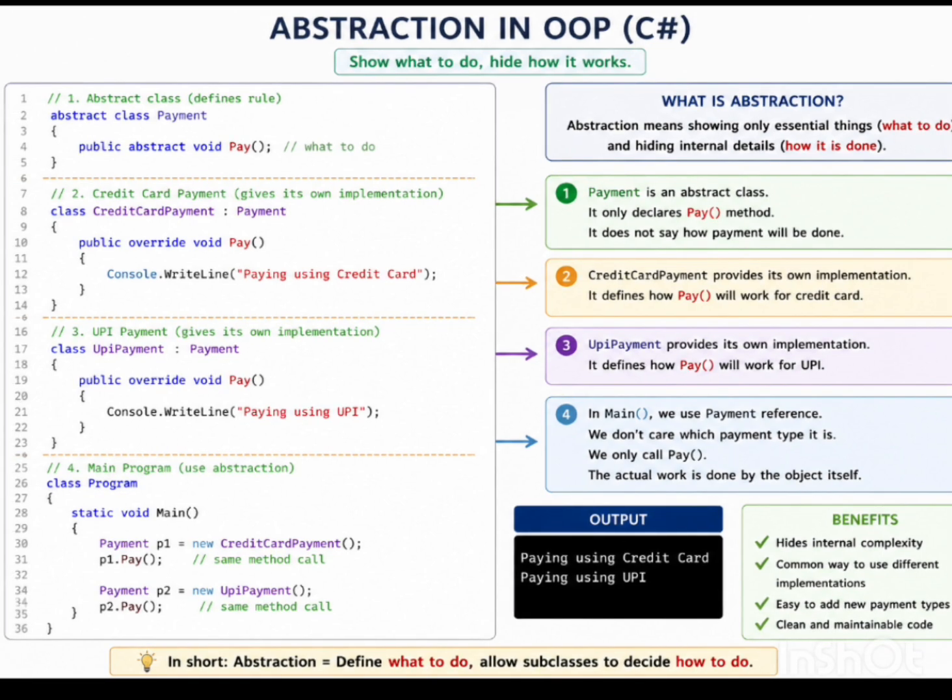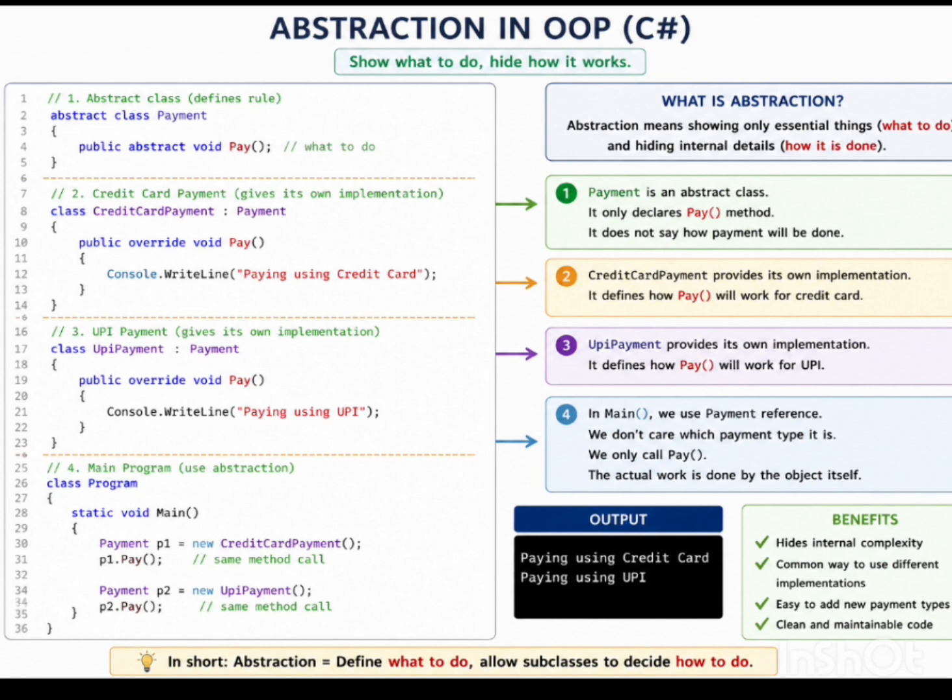Suppose you started working and got one requirement from the project. That requirement is related to payment. There are payment methods. When you go to buy something, there are many ways to pay, right? You may use your credit card or UPI, Google Pay or PhonePe, or cash, or PayPal. Many types are there. So now a payment has to be done.